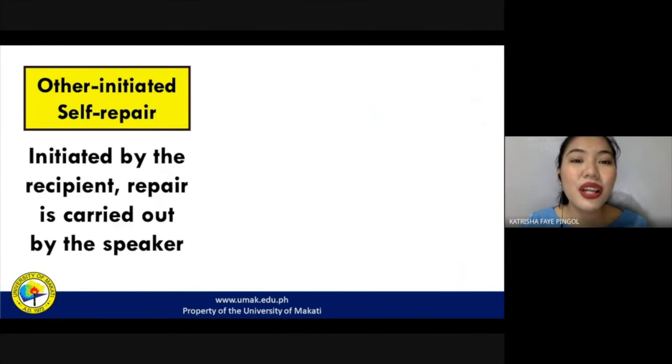Next, we have other-initiated self-repair. Now, in other-initiated self-repair, the error was realized and brought up by the recipient or the listeners. Okay, and then the repair, the correction of that error, is carried out by the speaker. So, in other-initiated self-repair, again, the listener noticed the error, and then the repair was carried out by the speaker.